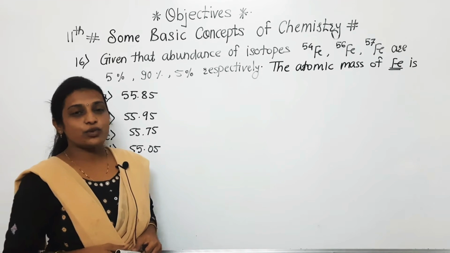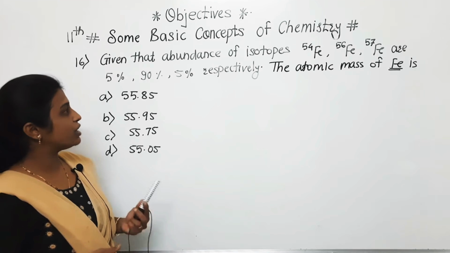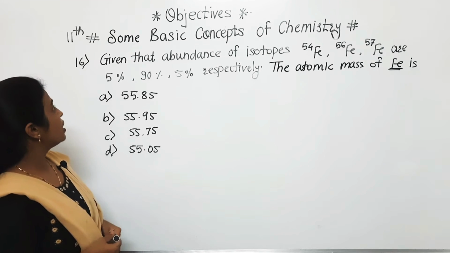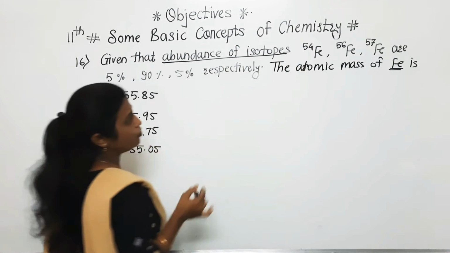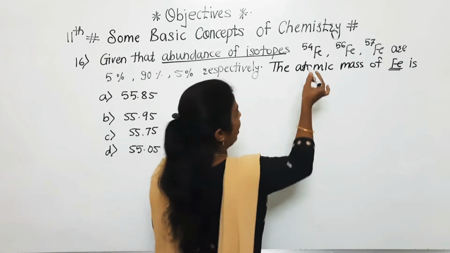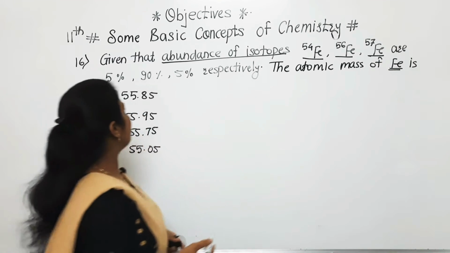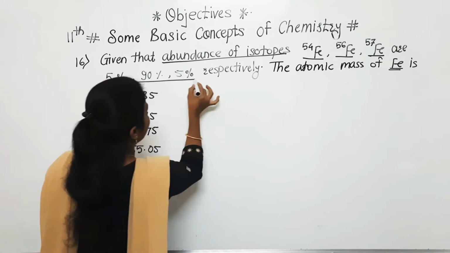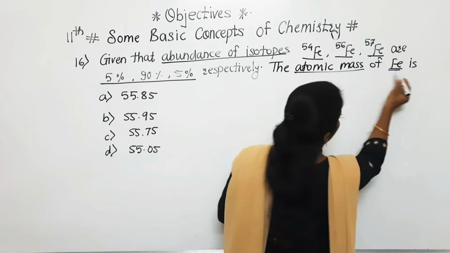Everyone. So in today's objectives part, which are of some basic concepts of chemistry, the first objective is: given that the abundance of isotopes of iron, Fe54, Fe56, Fe57, are 5%, 90%, 5% respectively, find the atomic mass of Fe.